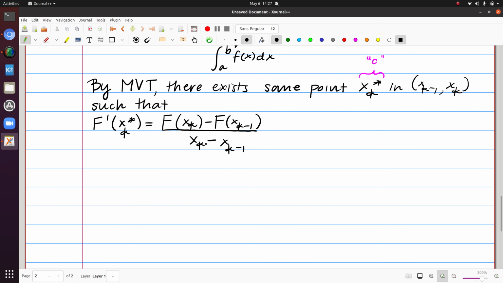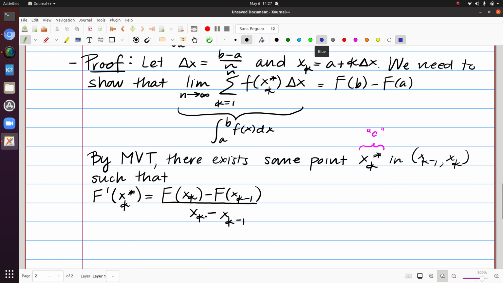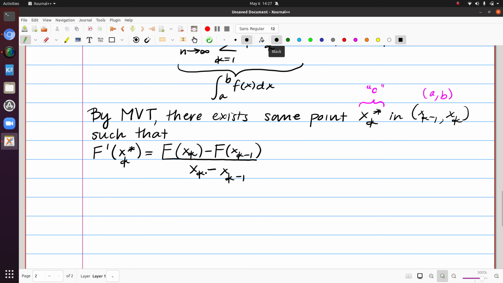Okay, that is directly stating the mean value theorem, and I'll point out the other connection here is my interval from a to b is being replaced by my interval from x_{k-1} to x_k. So that's directly stating that. Let's use this to rewrite this a little bit.